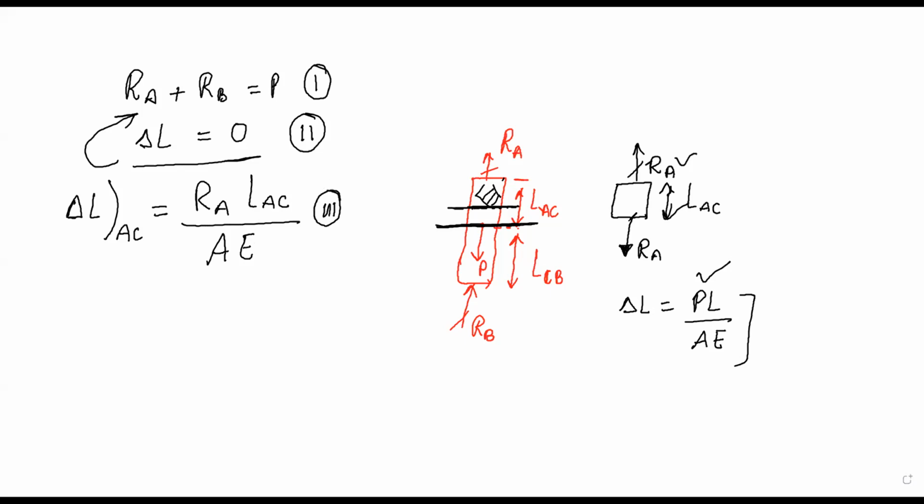And if you look at the element, this RA, you just try to see this RA. This RA is tensile, that's why this delta L is positive. Now take a section. Where will we be taking the section? Let's take a section over here, and isolate this portion.